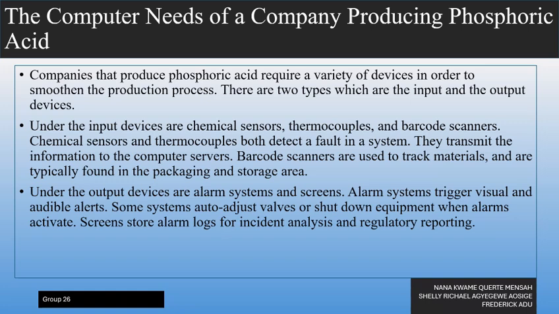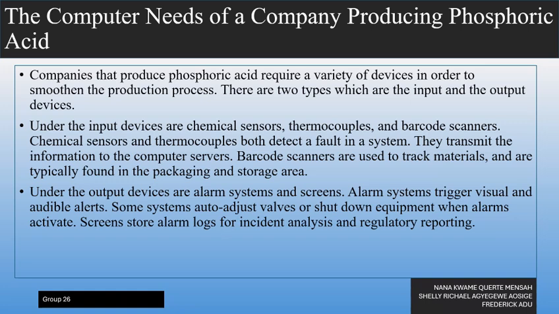Under input devices, we can find chemical sensors, thermocouples, and barcode scanners. Chemical sensors and thermocouples both have similar functions, and they both detect a fault in the system. When they detect the fault, they transmit information to the computer servers. Barcode scanners, on the other hand, are used to track materials and are typically found in the packaging and the storage area. Now we come to output devices.